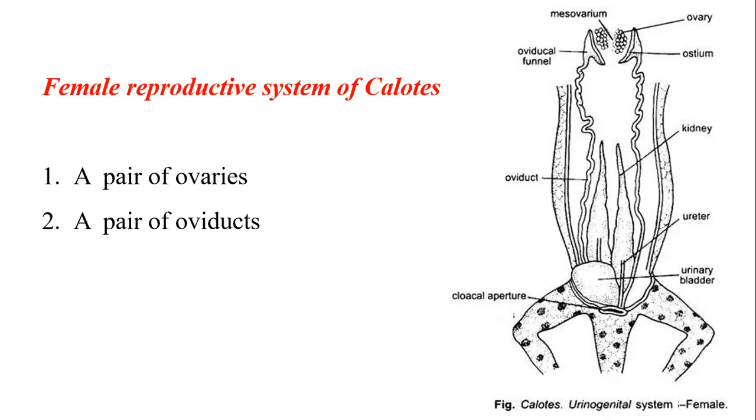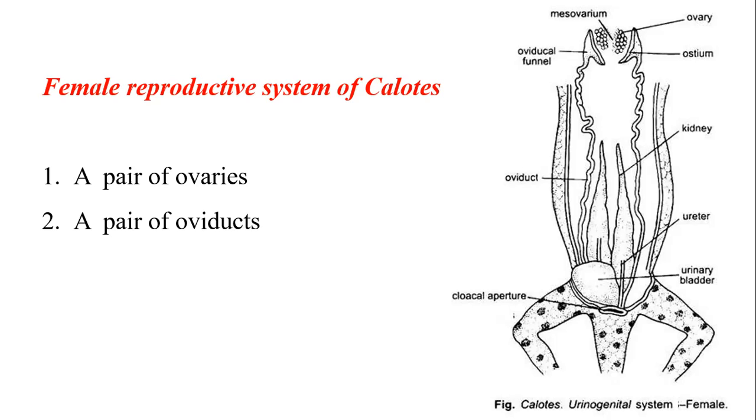They remain attached to the dorsal body wall, just like the testes. These ovaries are attached to the dorsal body wall by a peritoneal fold called the mesovarium. Testes were attached by the mesorchium, and these ovaries are attached by the mesovarium. The ovaries are present in the abdominal cavity and they produce eggs.